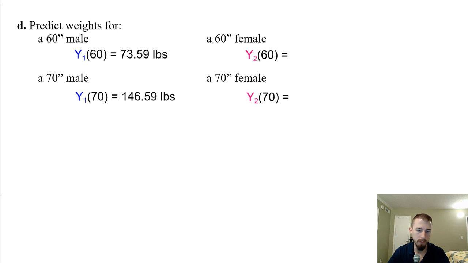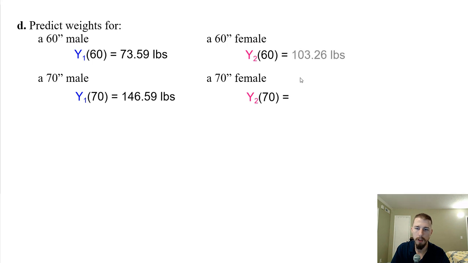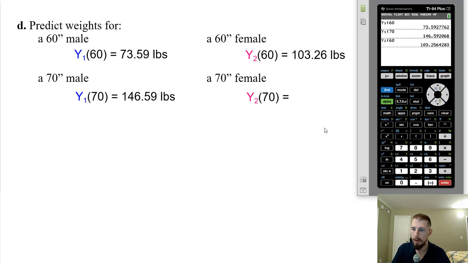And then for the females, we stored that equation for y2. So I'm going to go to variables, y variables, function, second option, and then open the parentheses to evaluate it for 60 inches. Now this is technically below the 61 inches, which was the shortest female that we had in our data set, but this one isn't that far off of it, so it's probably fairly accurate. But again, you shouldn't extrapolate, only interpolate. So 103. Okay, and then a 70-inch female, that was pretty tall, but we did have a 75-inch, so we should be fine, which is going to be 139.